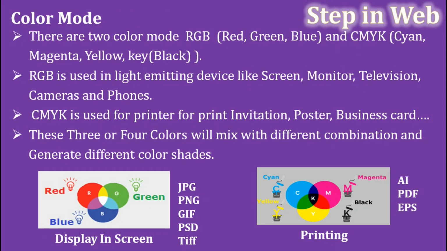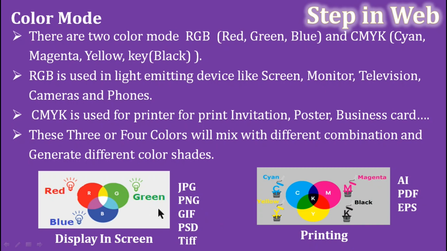Color mode. In the digital world, there are two color modes. One is RGB, which means red, green, blue, and the other is CMYK, which means cyan, magenta, yellow, and key color. Key color is black. RGB is used in light emitting devices like screens, monitors, televisions, cameras, and phones, whereas CMYK is used for printers, for printing invitations, posters, business cards, like that. The three or four colors in each mode will mix in different combinations and generate different color shades.